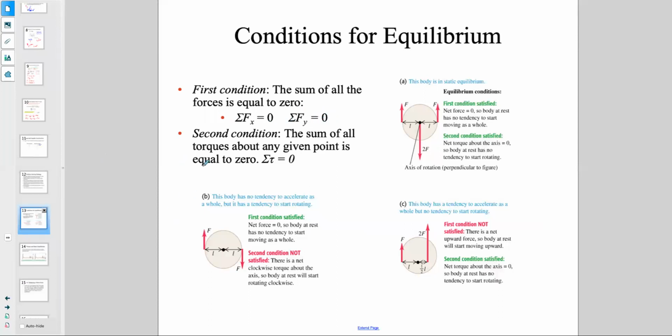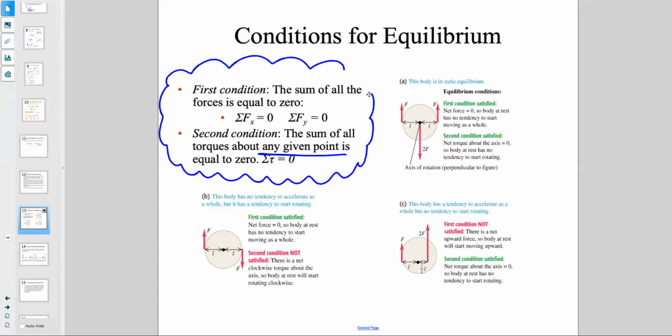Second condition, and they have to be satisfied at the same time. Second condition is that the sum of all torques about any given point, this is very important, any given point, is equal to 0, or sigma tau equals 0. These two are very important, and they have to be true at the same time. So first condition, the sum of all the forces equal to 0. Second condition, the sum of all the torques equal to 0. Let's take a look at 3 cases here, okay?